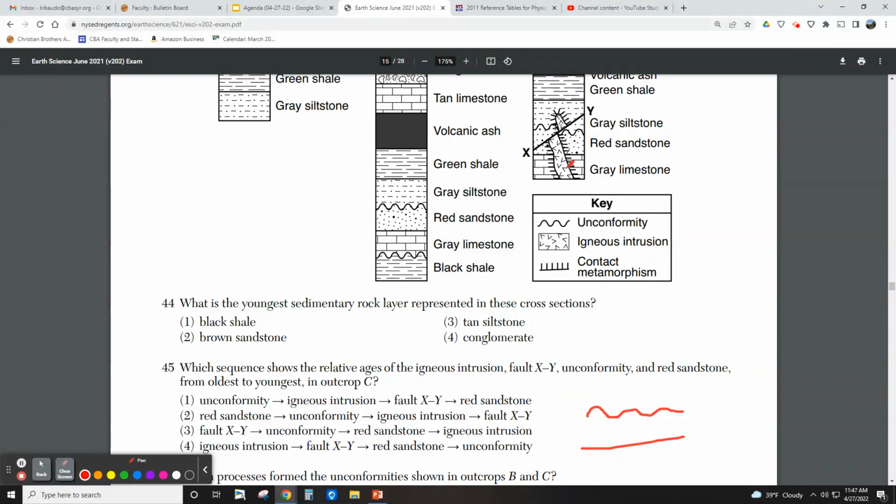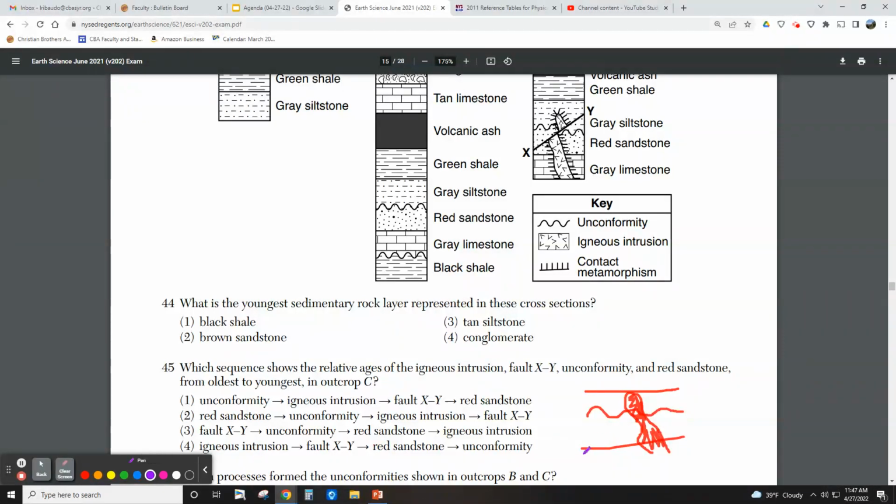After that, you can see how this intrusion cuts through all of it. And so we had probably this siltstone form on top of it. Okay, but we have this intrusion that's cutting its way through and eating away at all that stuff. And basically, it forms through those layers. And you can see how that happened.